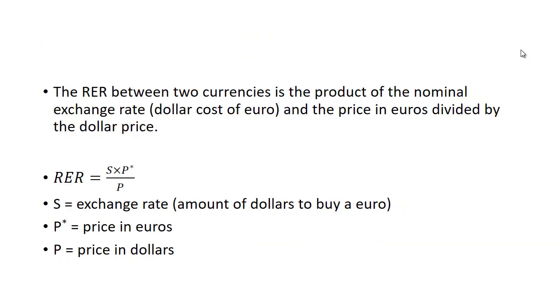The real exchange rate between two currencies is the product of the nominal exchange rate, which in this example I'm using is going to be the dollar cost of a euro, and the price of euros divided by the dollar price. So here we have the exchange rate, S, which is the number of dollars it takes to buy a euro, times the price in euros, divided by the price in dollars.